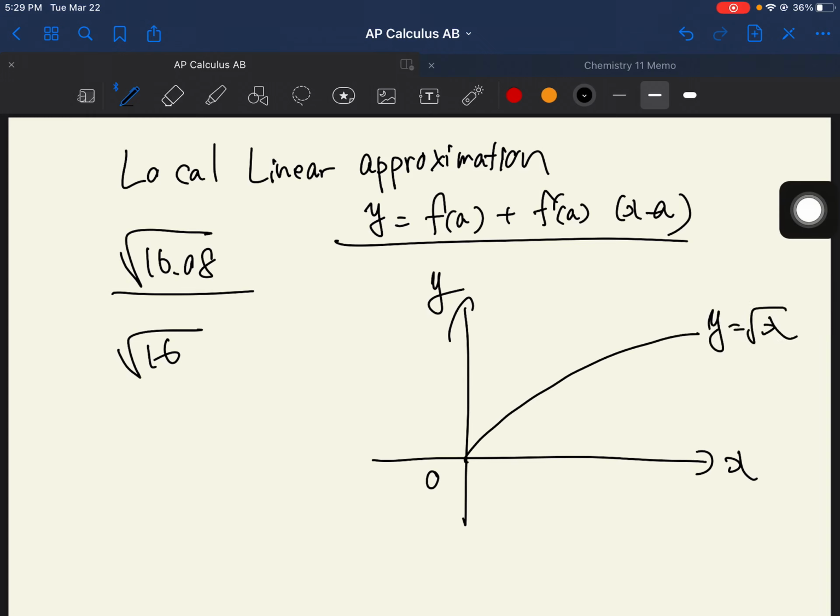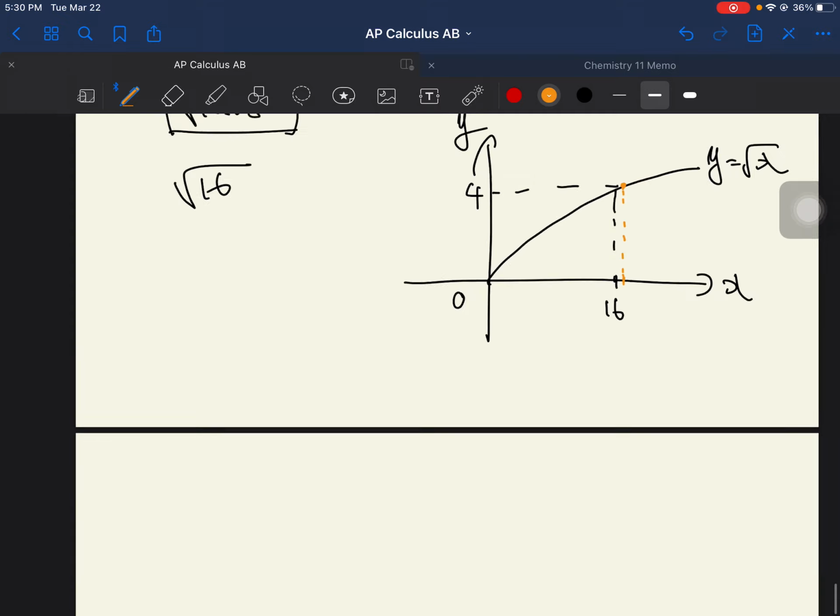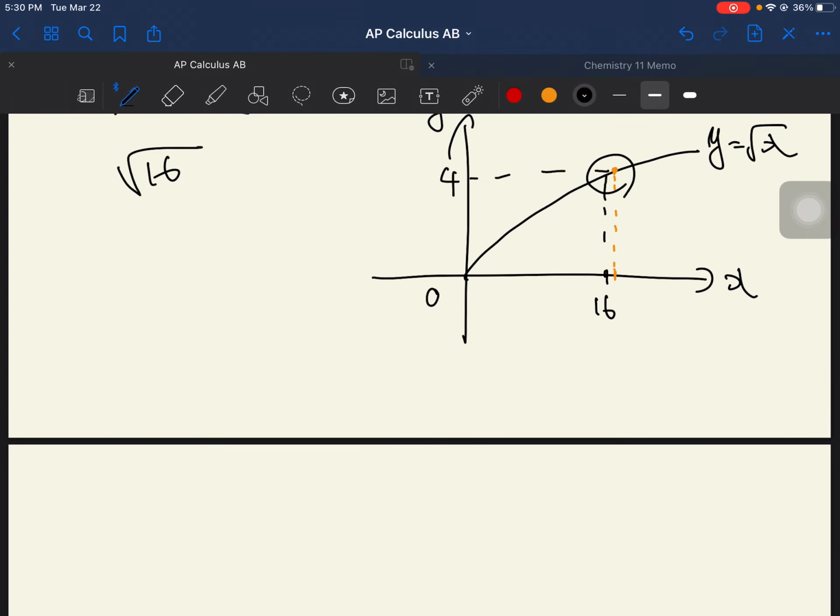Let me sketch the graph y equals square root of x, because this one is the form of square root of something. And for example, when the x value is 16, the value is 4. But again, what you have to find is the value of the square root of 16.08, which is probably somewhere here. The value up here. It looks complicated. So what I would do is, let me just zoom in up here.